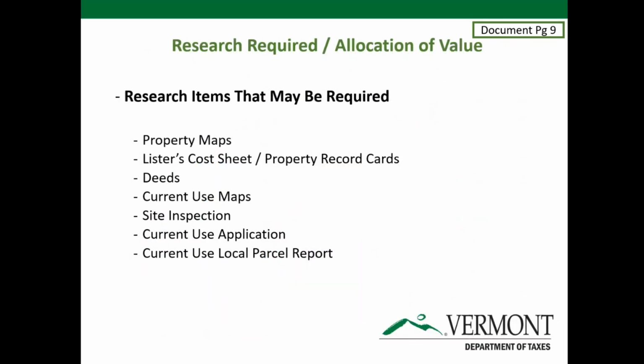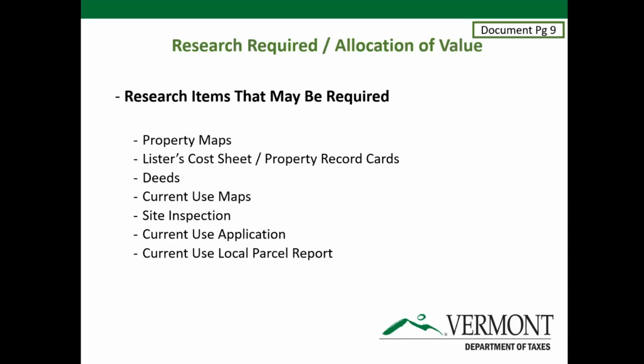We noted that research for current use is very, very common, particularly with new applications, but also with any changes or just refreshing your memory. Things that are going to help you with your research are your own property tax maps within your office, your lister's cost sheet or property record card, the deed for the property, and the current use maps that are provided by the current use staff. We did have the question yesterday about whether they would be available in VTPIE, and the hope was maybe someday, but we're not there yet. Also the current use application and the current use local parcel report, which will show you how to run out of the program when we do our demo.